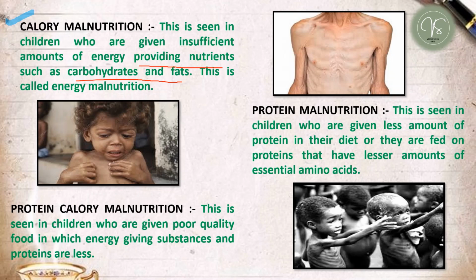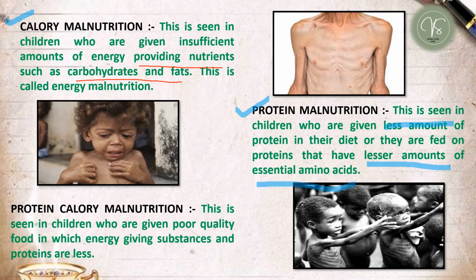The next is protein malnutrition. Here the children are fed either with less amount of protein in their diet, or they are fed with proteins which are of very bad quality, having less amounts of essential amino acids. Such type of children suffer from protein malnutrition.